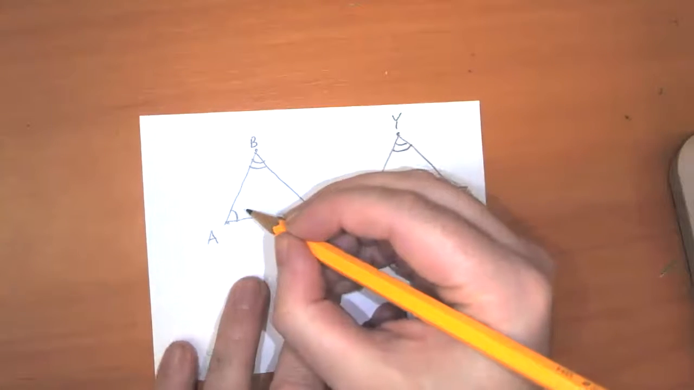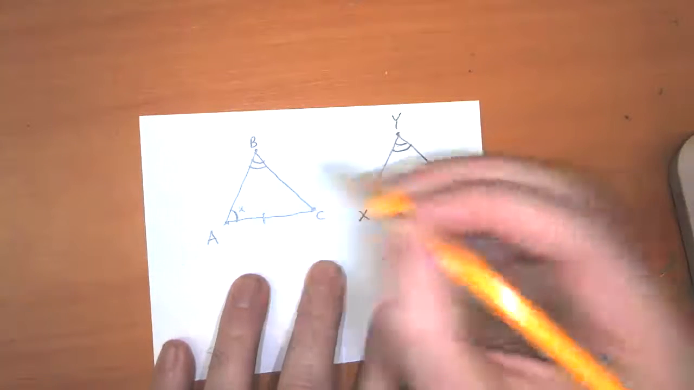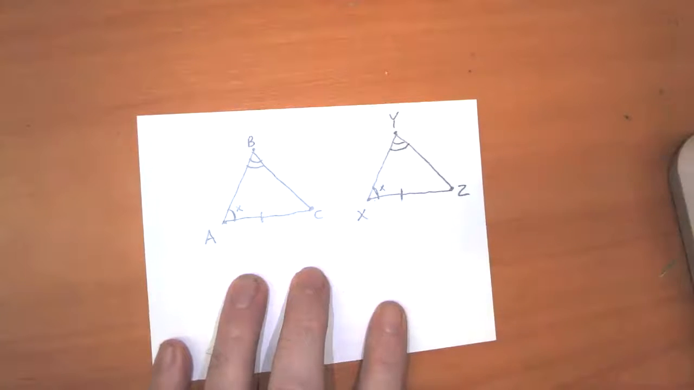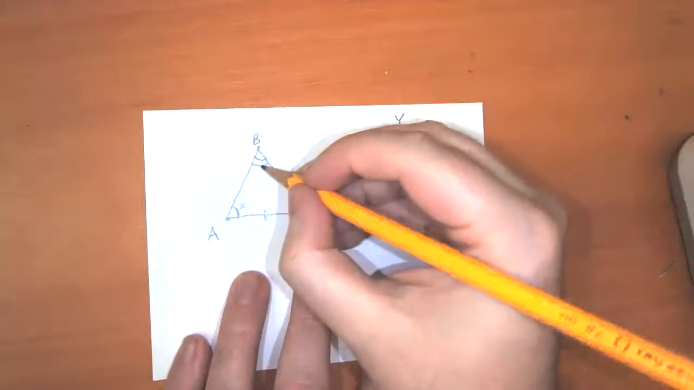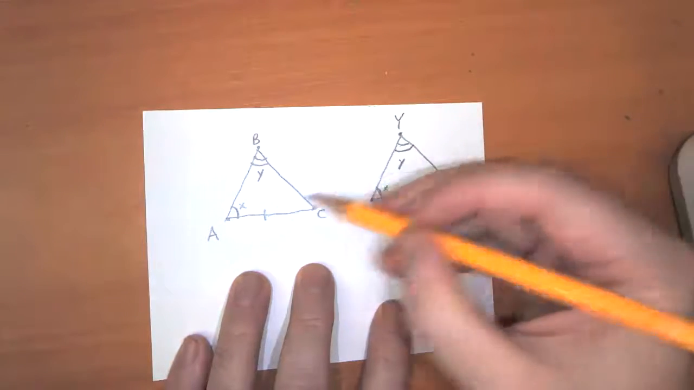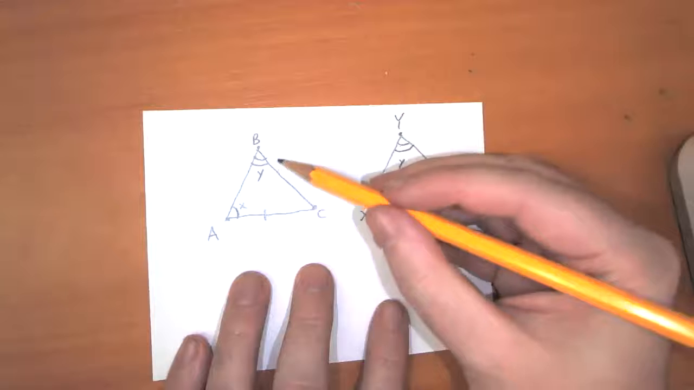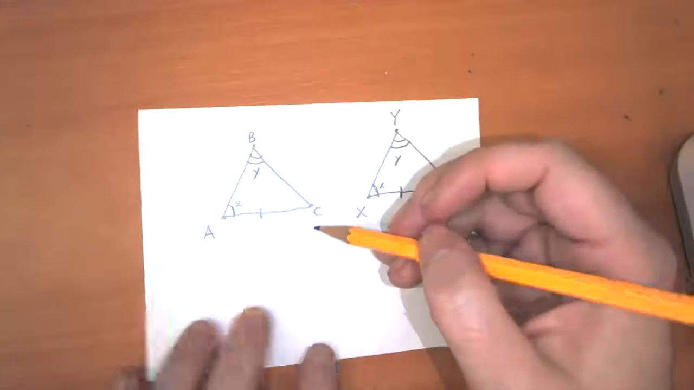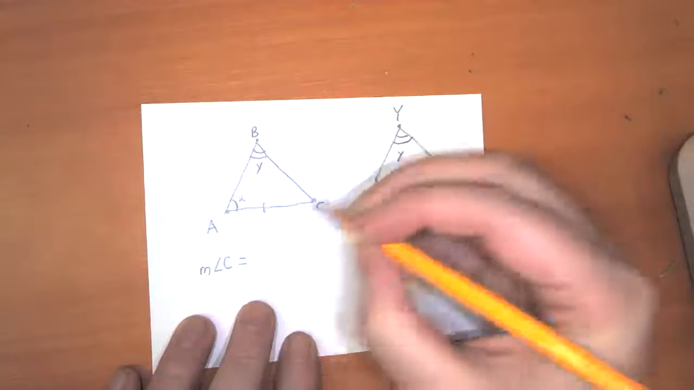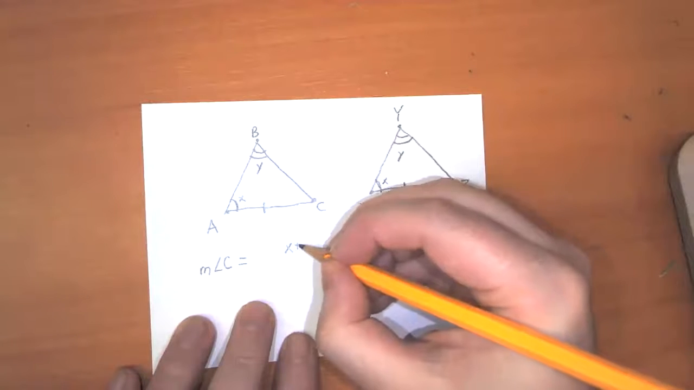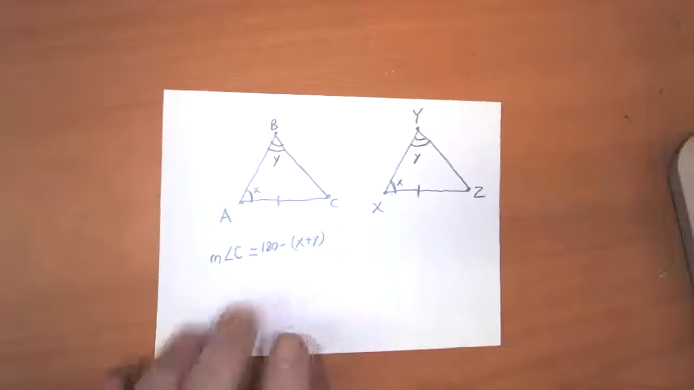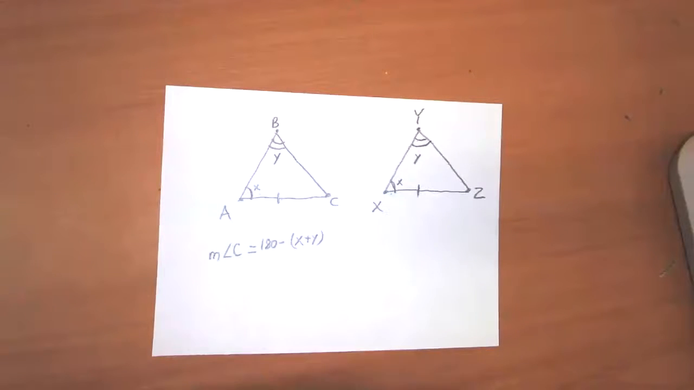All right, so let's let X be the size of angle A. So therefore, angle X has to also have size X, and angle B has measure Y. All right, so since those are congruent, we've got the same X and Y, the same X and Y. So the measure of angle C, to figure out what that is, well, I could add X and Y together and then subtract that from 180 degrees. And that would tell me how big the missing angle was in this triangle.